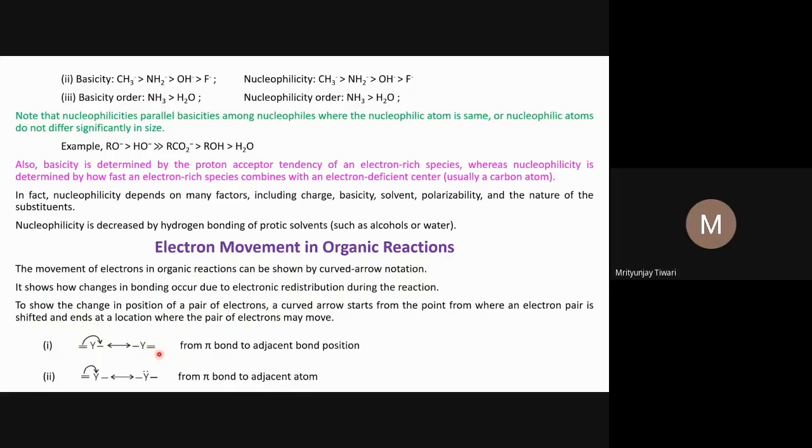We will see this kind of movement with accuracy when we study resonance, or the mesomeric structure. What I have said is that in this structure there should ideally be a positive charge here and a negative charge there.